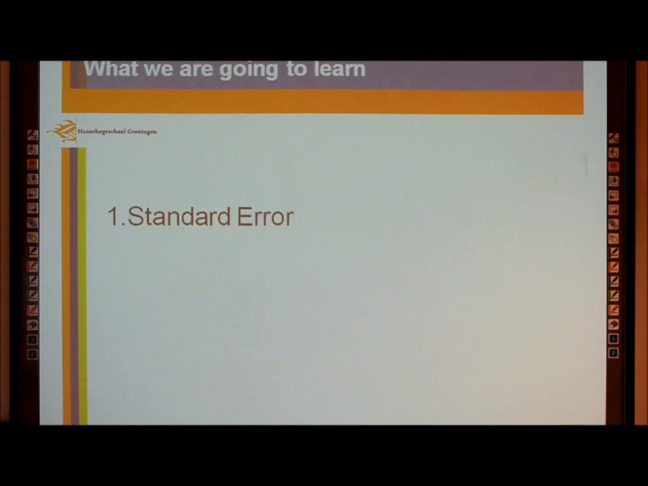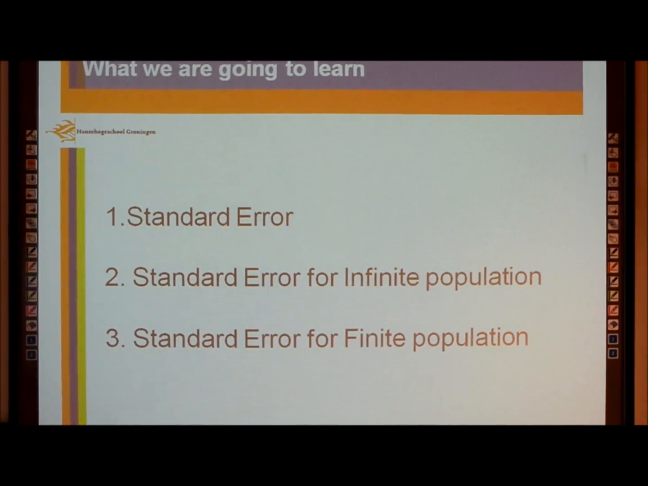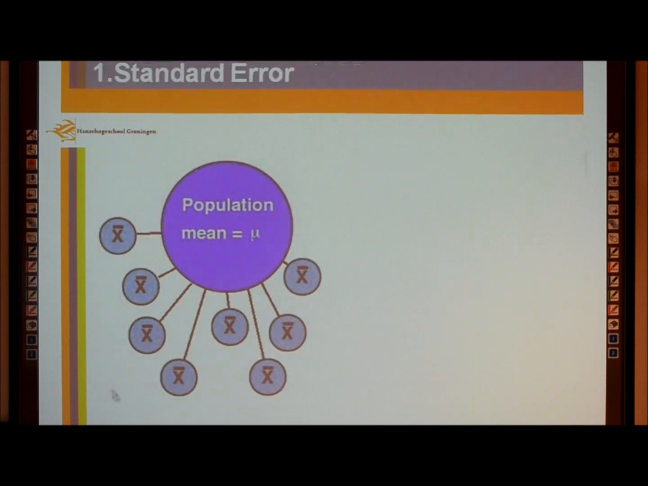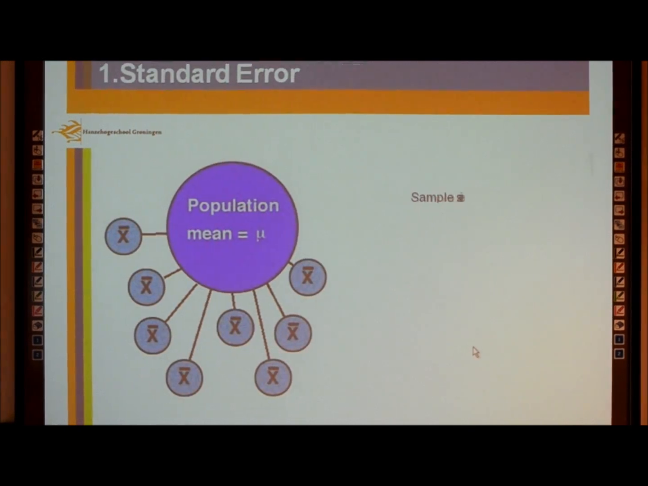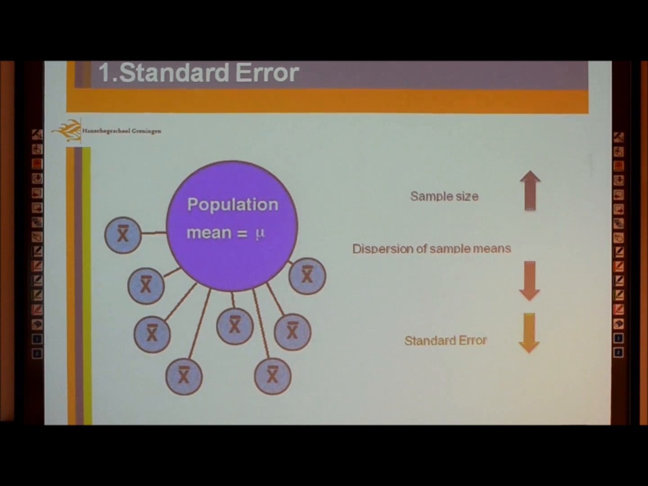Today we are going to learn what the standard error is, the standard error for infinite population and standard error for finite population. And we know that when your sample size increases, the dispersion of your sample means will decrease. That means your standard error will also decrease. That is why we say the larger the sample size, the more representative your sample is of your population, and the smaller standard error you will get.